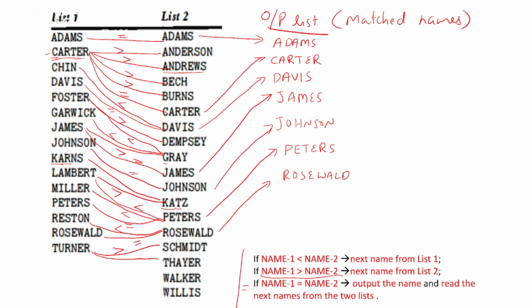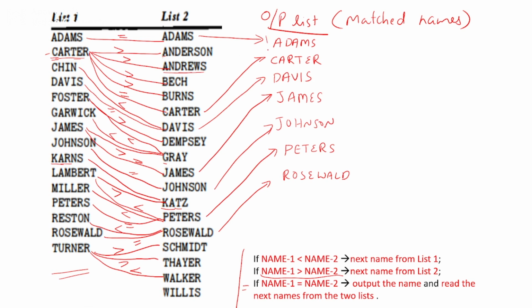So these two I am going to compare, which is greater. So this is greater now. Walker is greater. So what I need to do now? So first name is less than second name. So I need to go to the next one. But there is no name in list 1. So I can wind up saying there is no match later.